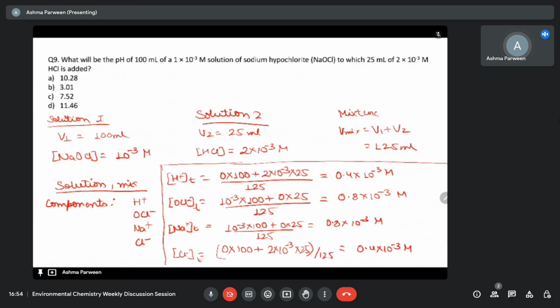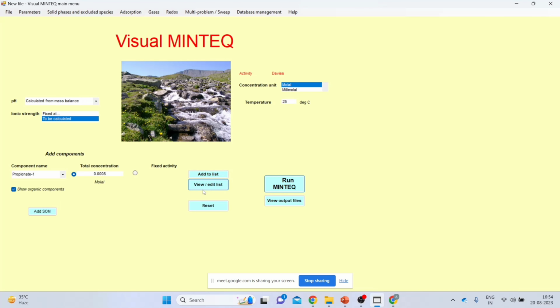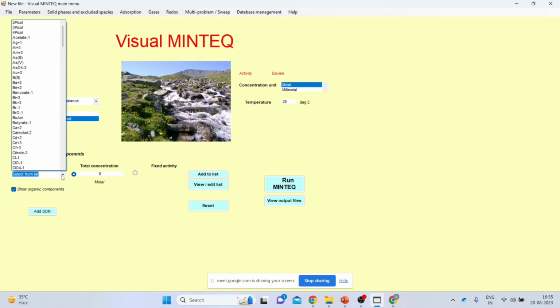So we got 4 components. We will put the total concentration of these 4 components in Visual MINTEQ and we will get the final pH. So let's see how we can get the final pH. Go to Visual MINTEQ, I'll reset it.